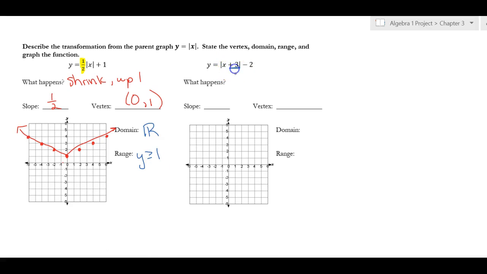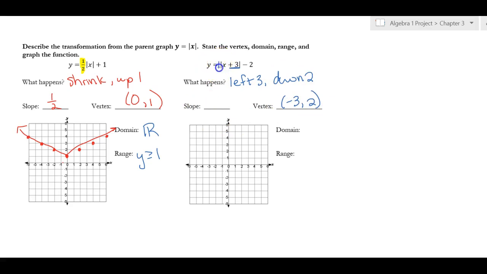All right, what happens here? Here's the first number. It's inside with the x, so that means it goes left or right. But remember what we said, it's opposite. So instead of going to the right 3, this is going to go to the left 3. And this number down here is going to make me go down 2. So my vertex is negative 3, comma 2.